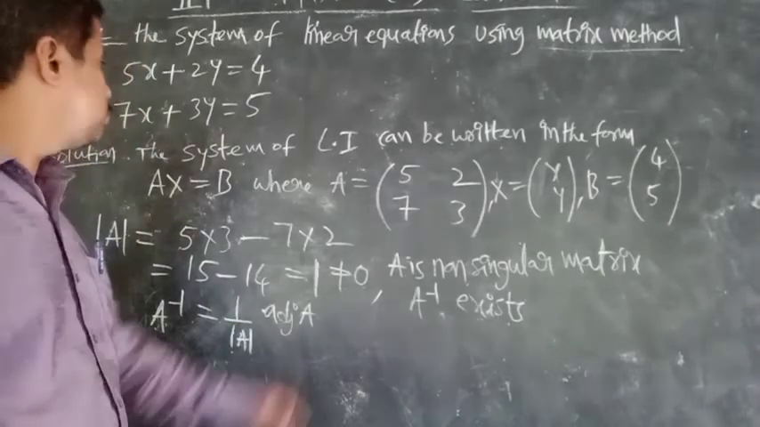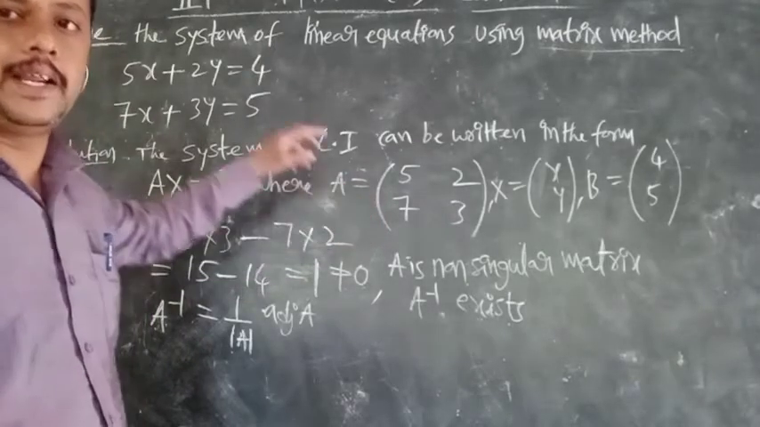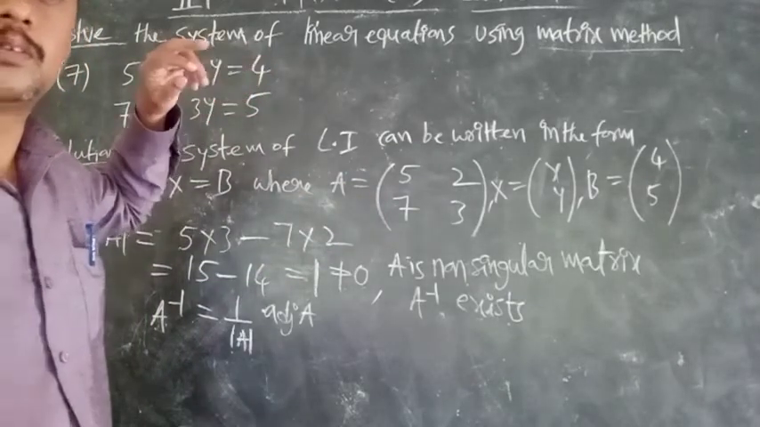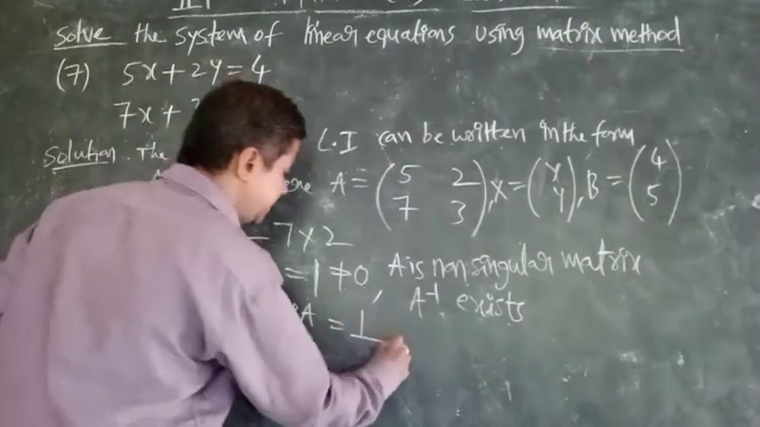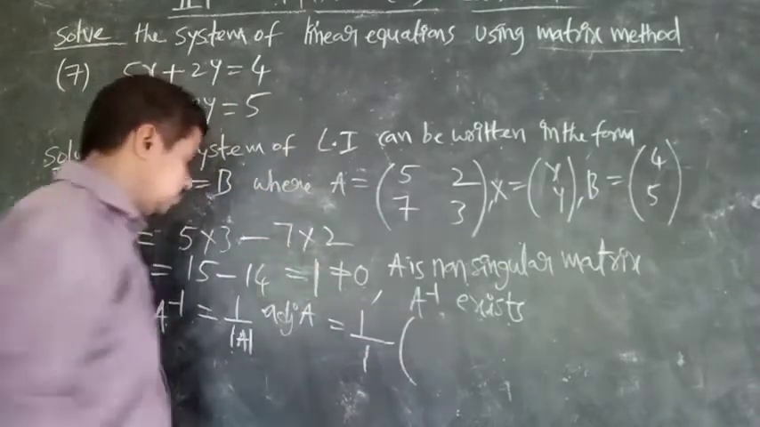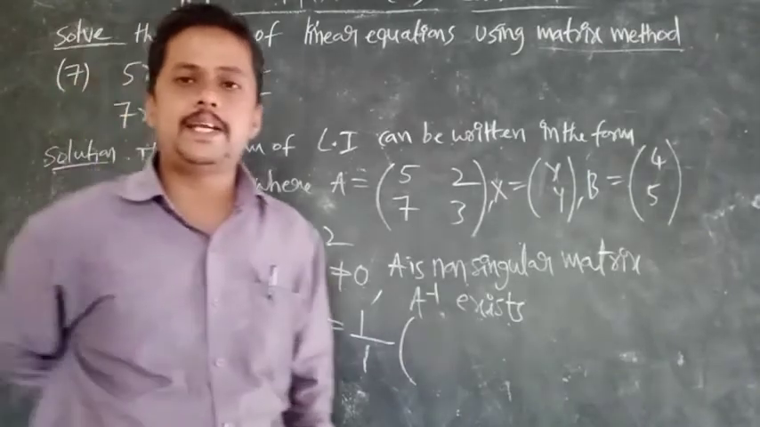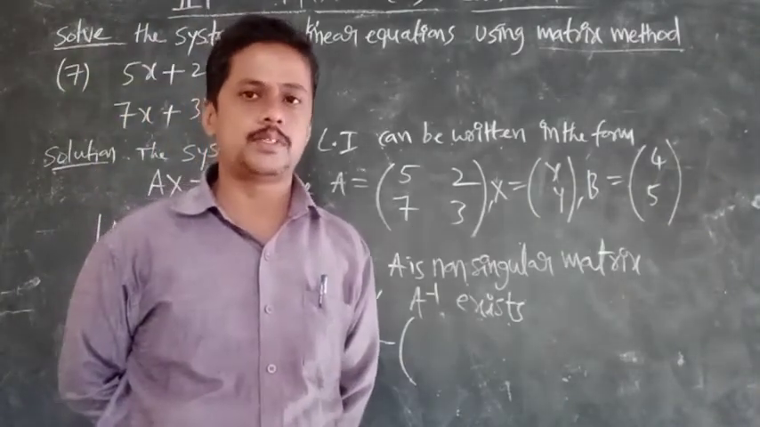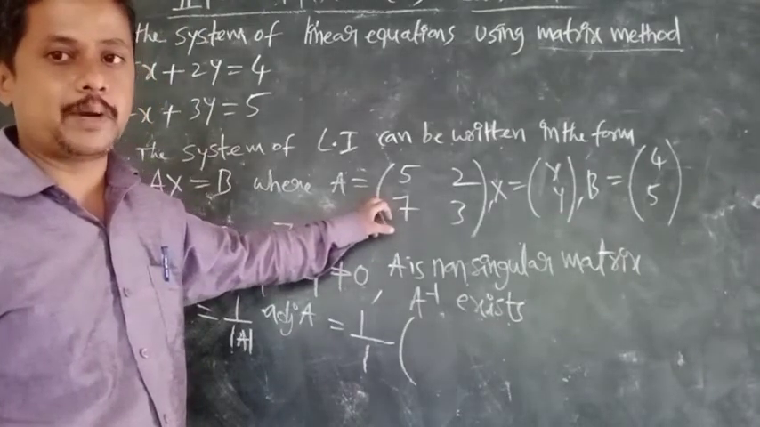Otherwise, the inverse of a 2 by 2 matrix, I have already told you. Now 1 by det A, and det A is equal to 1, so 1 by 1 into adjoint A. Already so many problems have been done. For the adjoint of a 2 by 2 matrix, there is an easy technique, which I will show another time.